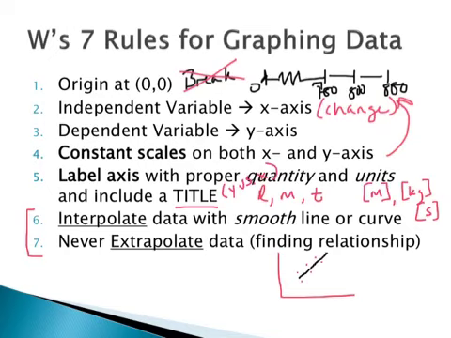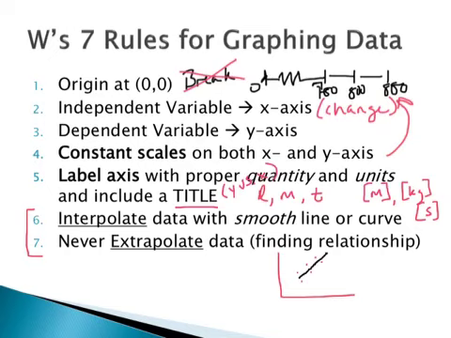If you look here, that line is not directly going by points. So I'm not going point by point by point. I'm not connecting the dots. But what it does is it shows the general relationship seen between these variables. Okay. Now the next one says you never extrapolate data.